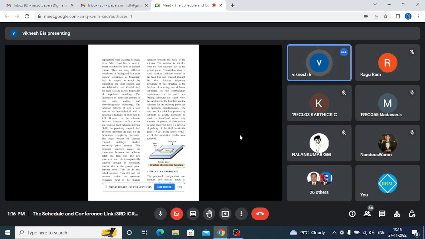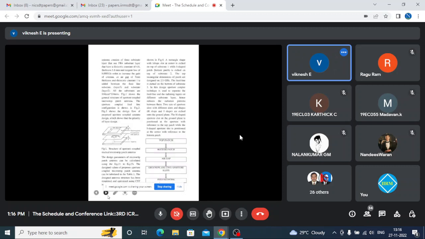This is the block diagram. This is the block diagram of microstrip patch antenna. It consists of top patch, bottom patch, air gap, ground plane, 2 aperture slots, and feed network.